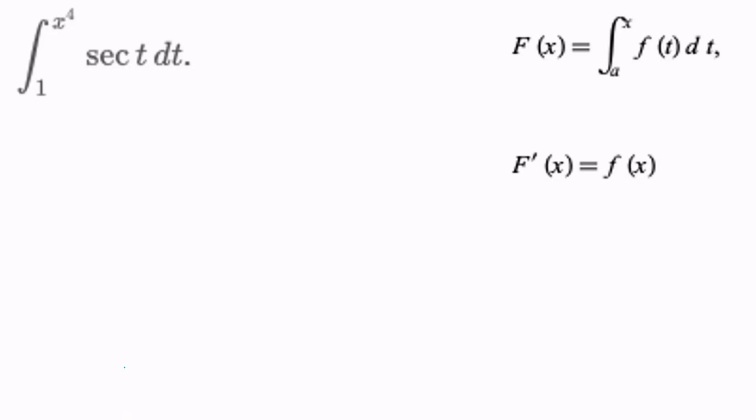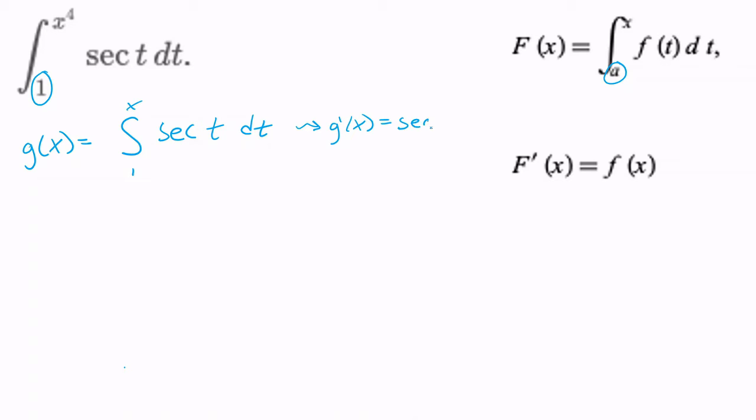So now we have a slightly different scenario. Instead of 1 to x, we have 1 to x to the fourth. That is not an x, so something is off here. Well, let's do a different function. How about g of x is what we actually want? If that was the scenario, then I would just get to tell you g prime of x is secant x, and life is good.